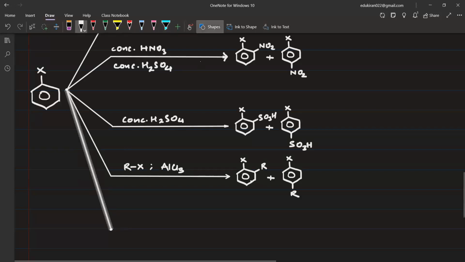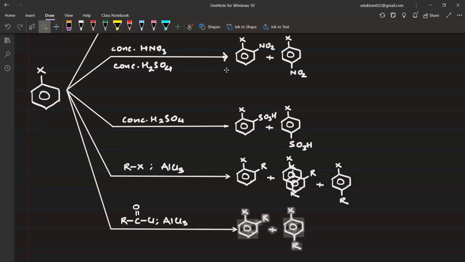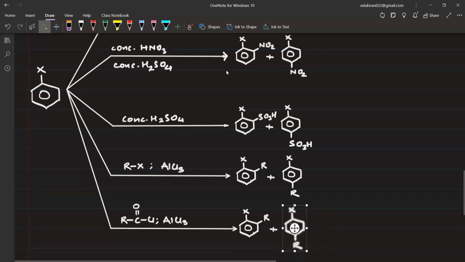Then at last, we will look at acylation. So in acylation, we use R group, which is bonded to carbon, doubly bonded to oxygen, and then chlorine. And here also you're going to use AlCl3. Now, in this case, you are going to get again two products, and acyl group will be added onto ortho and the para positions. Okay.